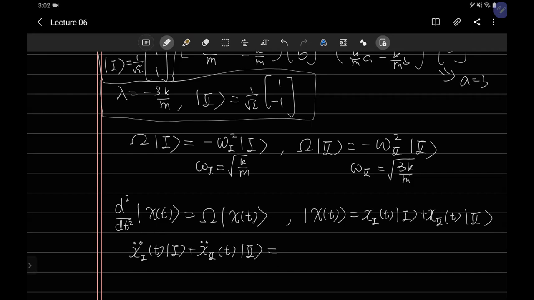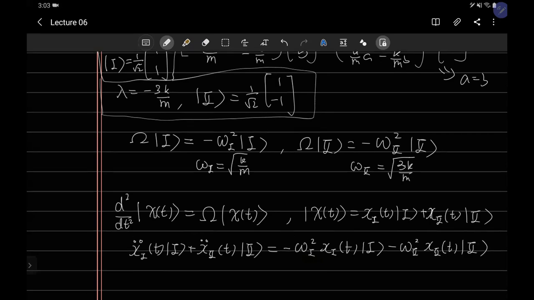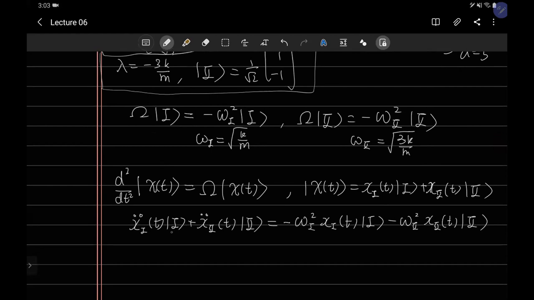And what about the right hand side? If you apply omega to here, then because of this above relation, we will just obtain omega I squared multiplied by x1 of t, and it will be just one. And then similarly for the second term, it will be minus omega sub two squared times x2 of t and two. And we know that the Roman numeral one and Roman numeral two vectors are orthogonal to each other, actually orthonormal to each other.